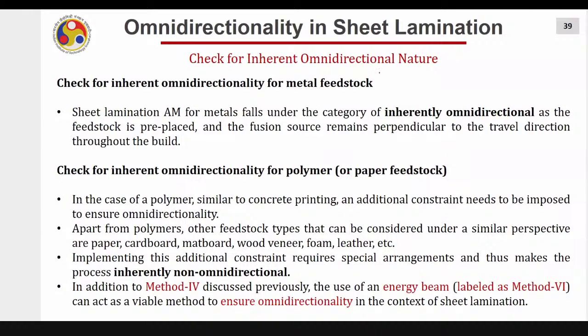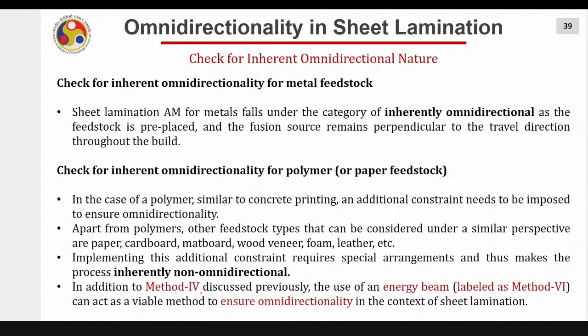In the case of polymer, similar to concrete printing, an additional constraint needs to be imposed to ensure omnidirectionality. Apart from polymer, other feedstock types can be considered from a similar perspective, like paper, cardboard, matboard, wood, foam, leather, and all. Implementing this additional constraint requires special arrangement and thus makes the process omnidirectional. In addition to this, method number 4 can be used.